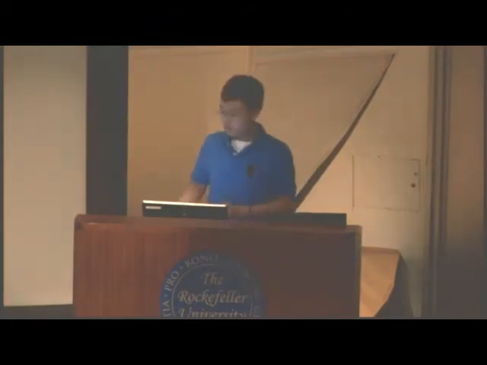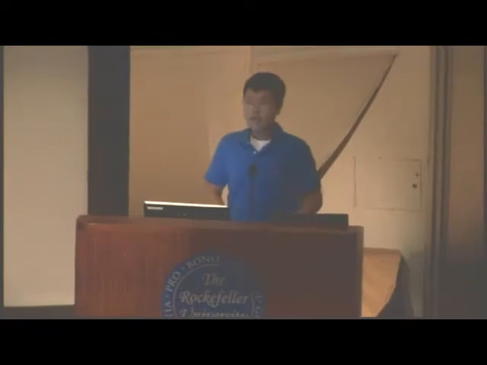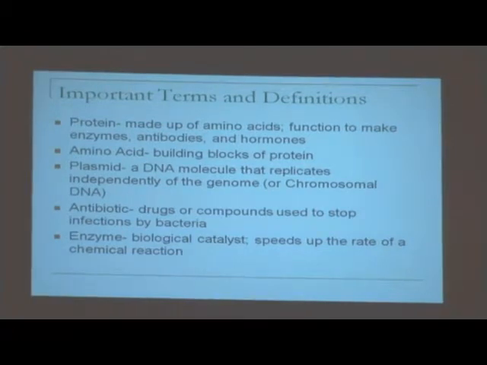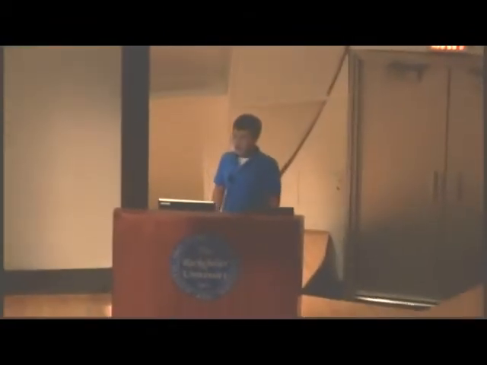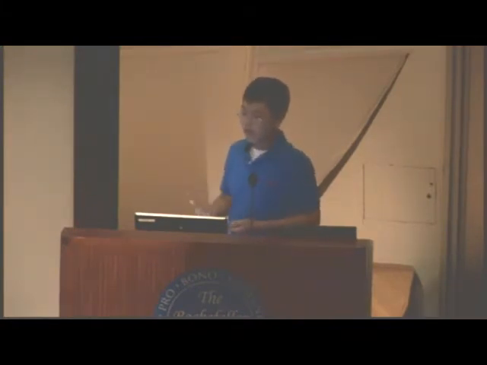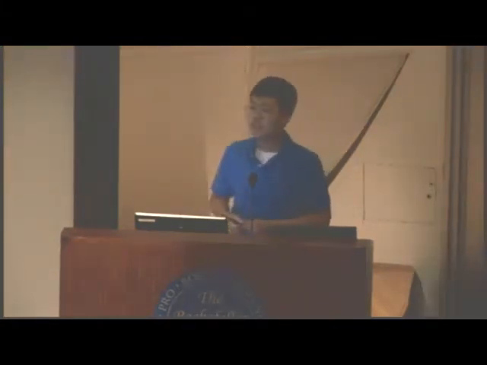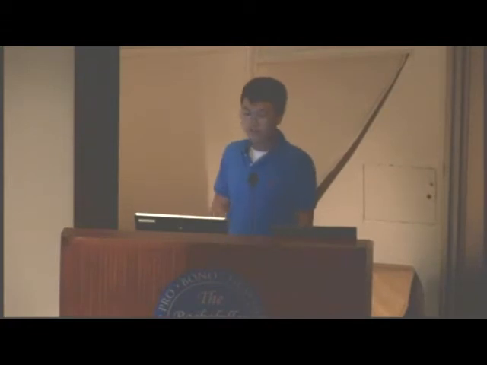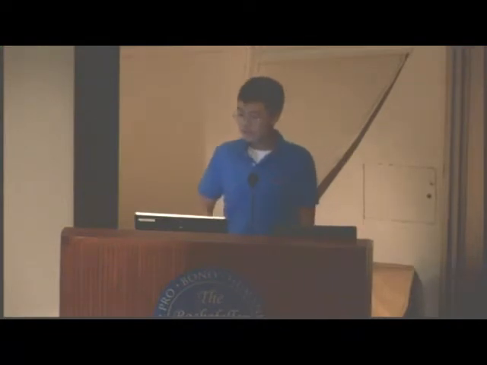So, first of all, some important terms for you to know, to keep in the back of your mind while I am presenting. A protein is made up of amino acids, and its function is to make enzymes, antibodies, and hormones. Amino acids are the building blocks of proteins. A plasmid is a DNA molecule that replicates independently of the genome. Basically, it can replicate without chromosomal DNA, which is the hereditary information that gets passed on. Antibiotics are drugs or types of compounds used to stop infection by bacteria. Enzymes are biological catalysts. They speed up the rate of a chemical reaction.